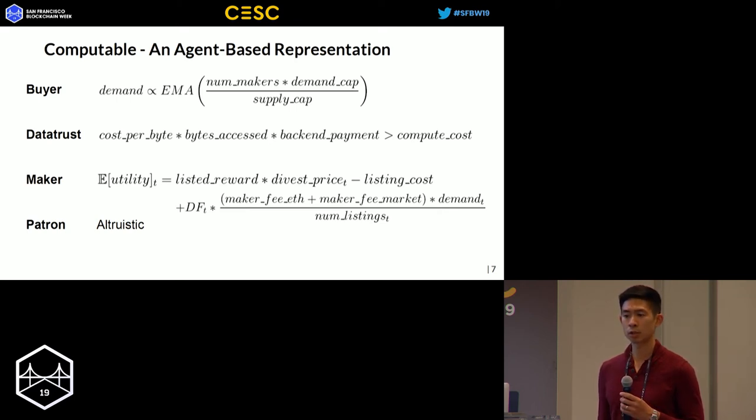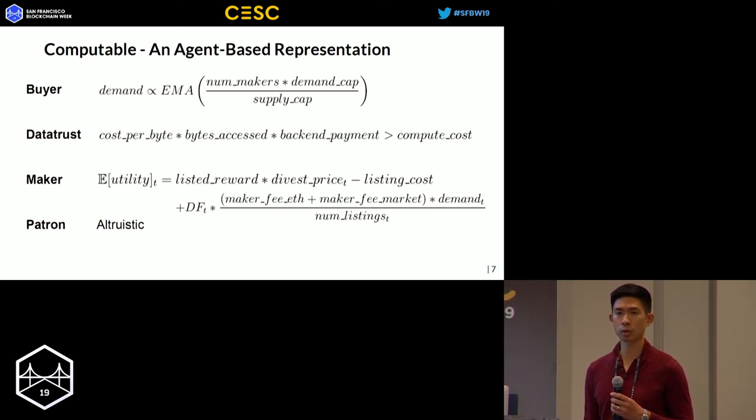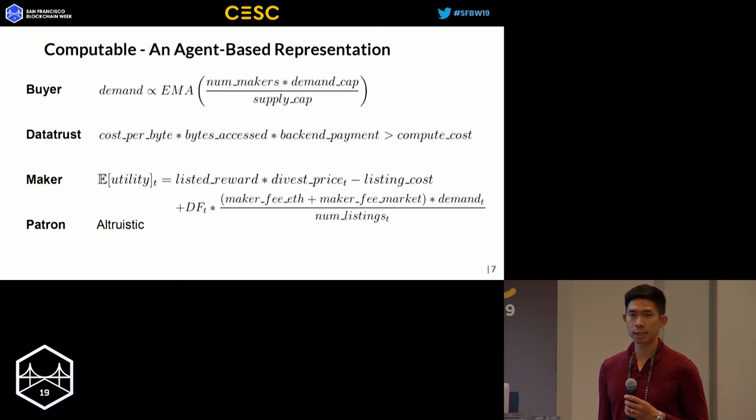For makers, the data owners, their expected utility is a little bit more complex. But at a high level, you can break it down into a few components. So first, there's a listing reward for contributing data to the market in the first place. And we need to make sure that this listing reward can offset the listing costs associated with getting the data formatted and submitted to the market. You can also think of the listing costs as anti-Sybil cost in this model. But furthermore, makers receive a fraction of the query revenues throughout the lifetime of their listing. And so we apply a discounted cash flow type of model to estimate the value of this.